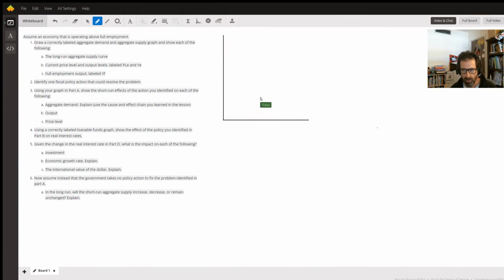Hello, in this problem, it's structured very similar to an AP FRQ for an AP Macro course, but we'll just follow it along here. Okay, so when it says above full employment, that means it's overproducing. So that's sort of a code word for that. So we're going to draw our aggregate demand, aggregate supply graph. Your price level on the y-axis, real GDP, you can use Y like that, or you could say output, something like that. Saves us time, I won't do that.